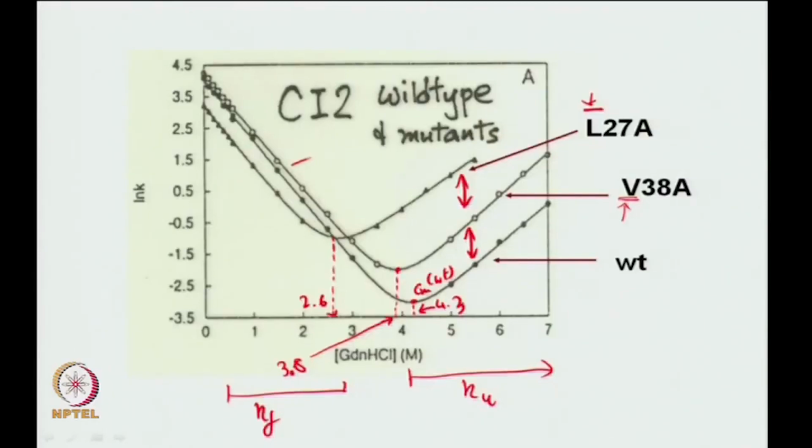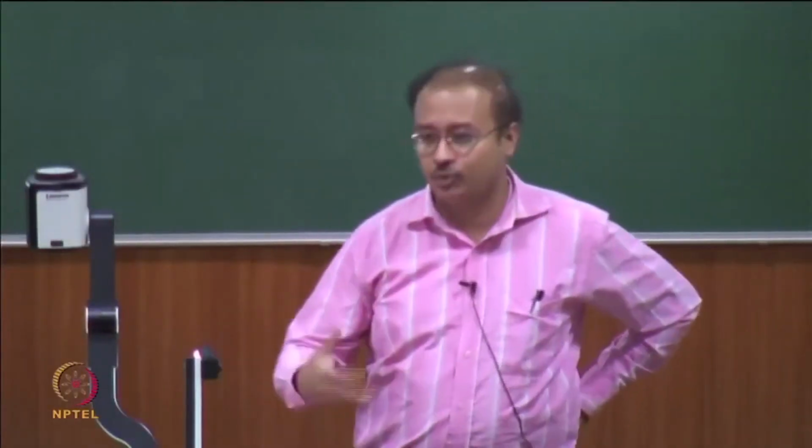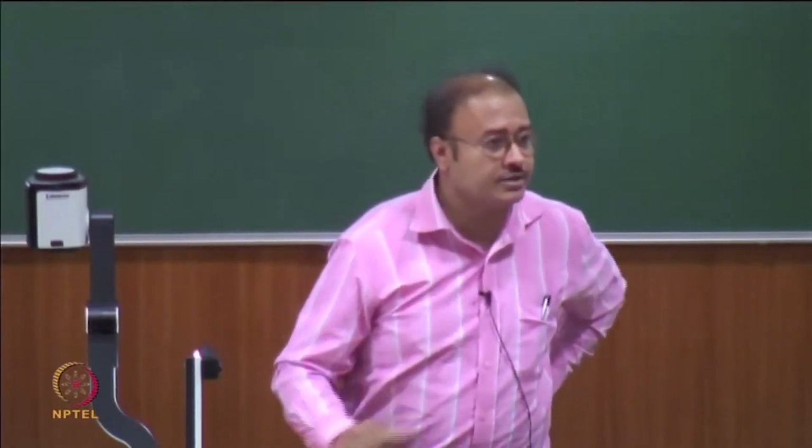If you look at these two curves, you see these two curves very close, isn't it? Very close, but obviously L27 is a little farther off. So, this is how you would try to interpret a chevron plot. Okay, this is one way of looking at a chevron plot. There would be other cases too.